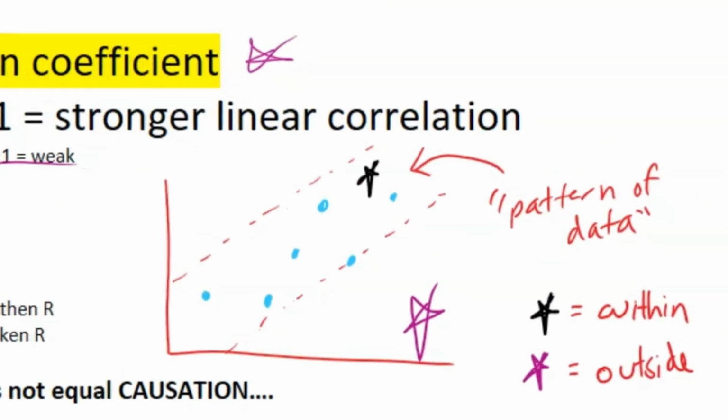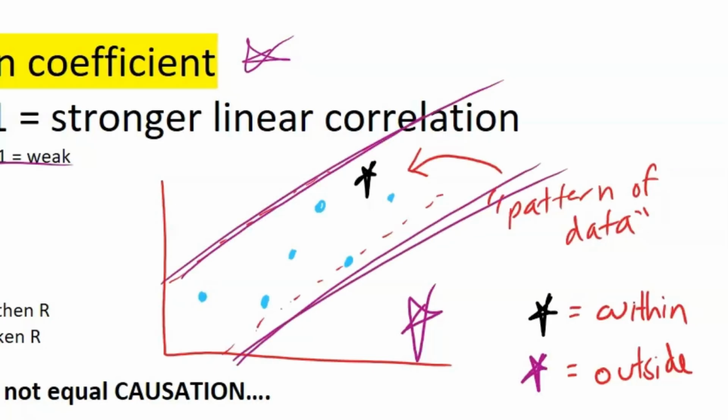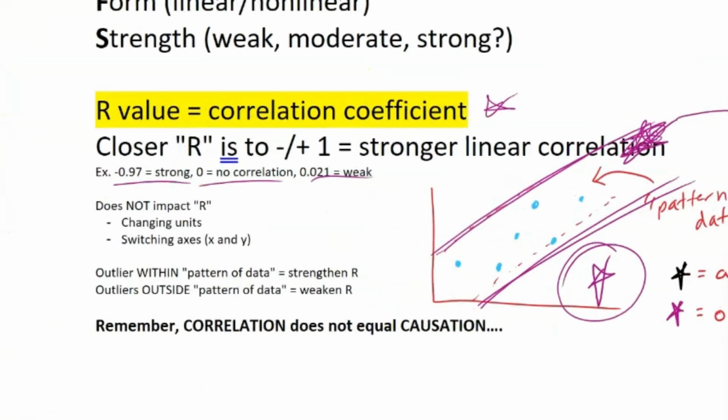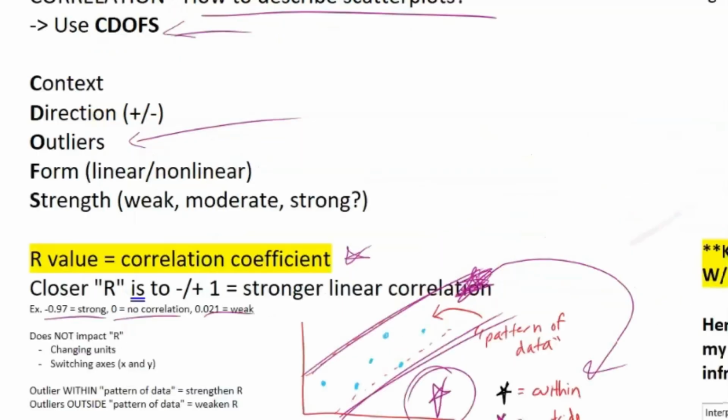What is the pattern of data? Well, I drew a nice diagram to represent it. It's basically the general trend that your points are facing. So this is our general trend. If I had a super outlier, like this star I'm drawing here, that'd be within the pattern of data and strengthen R. But if we had something down here, that's outside the pattern of data, that would weaken R. Also remember, correlation does not equal causation. Super important here. You've probably heard it before, so just keep that in the back of your mind.